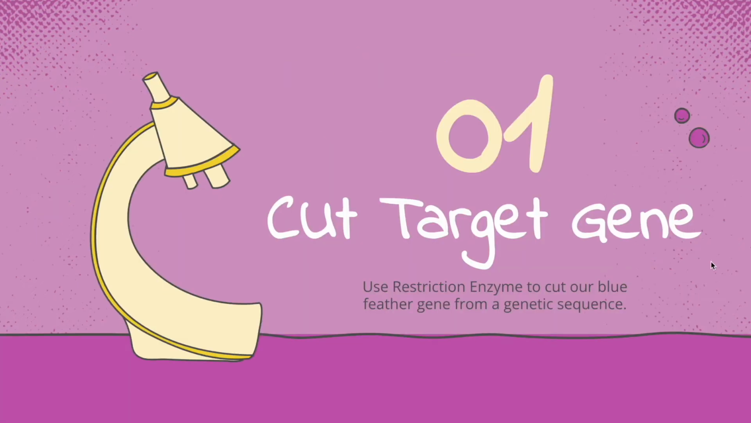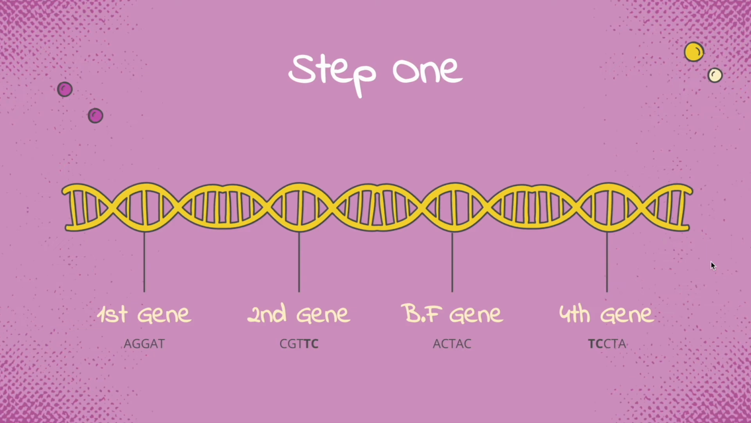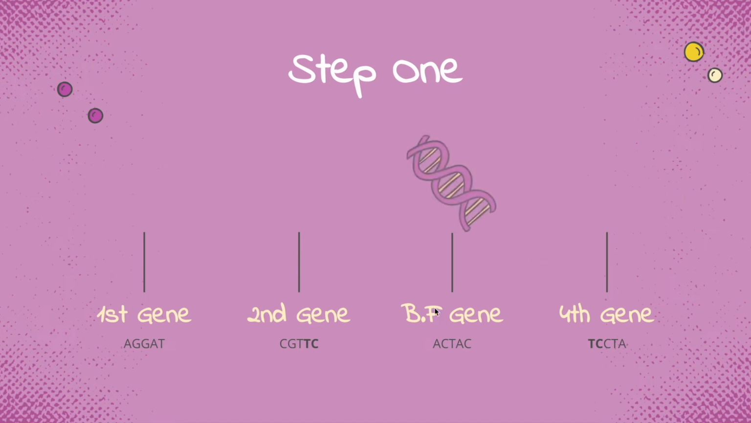So step 1, cut target gene. We use restriction enzymes to cut our blue feather gene from a genetic sequence. So let's take this restriction enzyme here, and it says I cut whenever I see TC. So there are 2 TCs in our sequence. So it's going to cut there, and it's going to cut there. And what this does is isolate our blue feather gene, which is what we wanted.